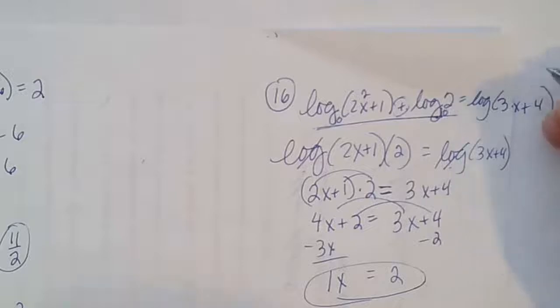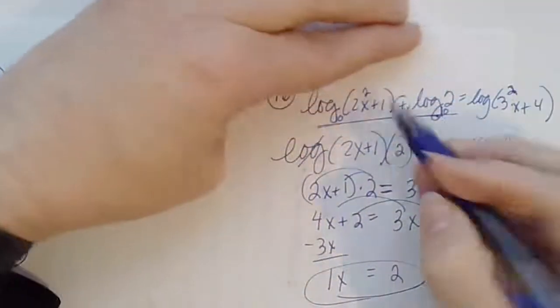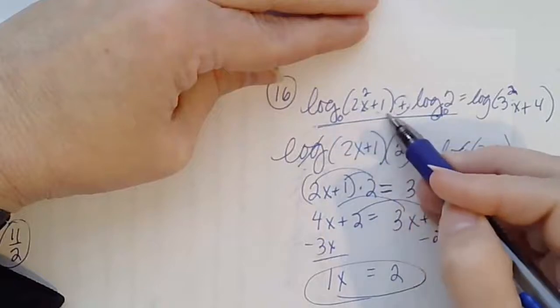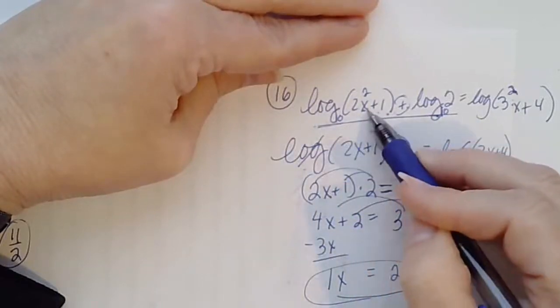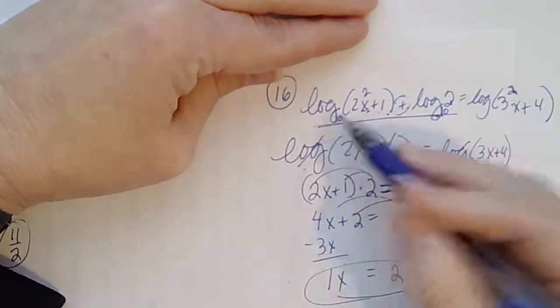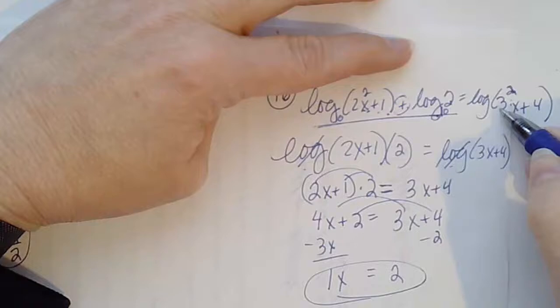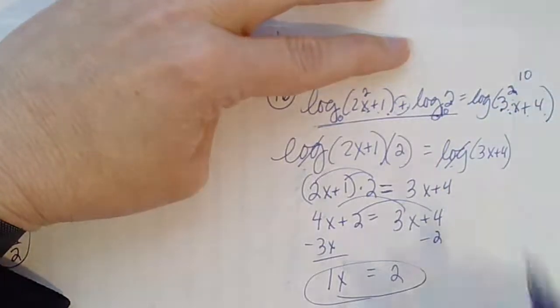2 times 2 is 4, plus 1 is 5. So we can take the log of 5 plus the log of 2. You could do that in your calculator, since it's common log, and see if it's the same as log of 3 times 2, which is 6, plus 4, 10. So is the log of 5 plus the log of 2 equal to the log of 10? It will work out.